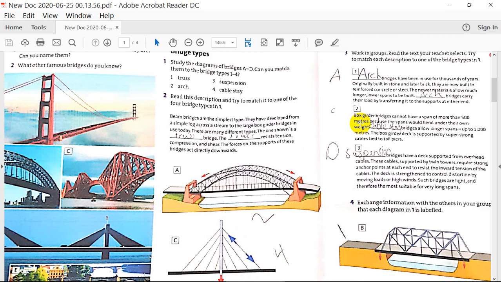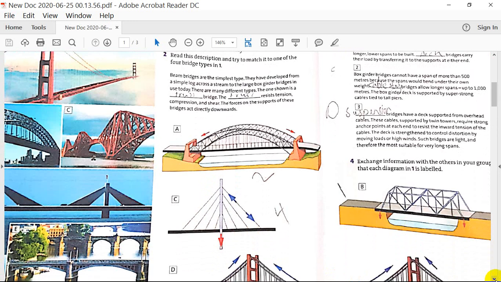So this is what we can call it, cable stay. Let's come back to the photos. Paragraph number 2, we can match it to C. This is cable stay. This is the cables, and this is, we can call it cable stay bridge. So let's go to paragraph number 3.